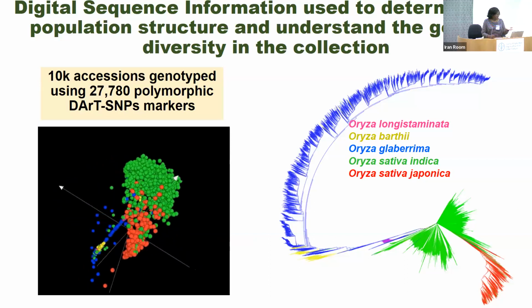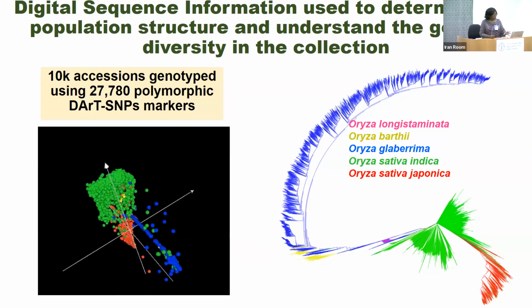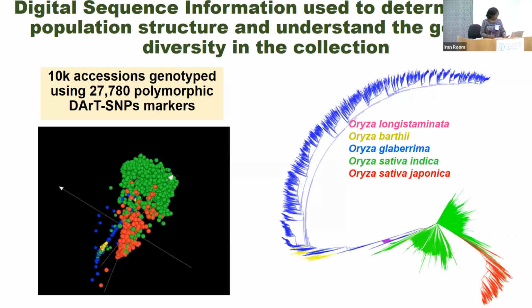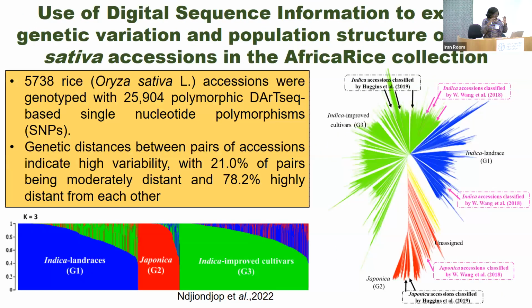So we have here the structure that we were able to determine, and in a specific subgroup we were also able to see how that subgroup is structured. Here these are African sativa compared to Asian rice, the rice domesticated in Asia, to see how the African sativa are structured compared to the Asian rice.